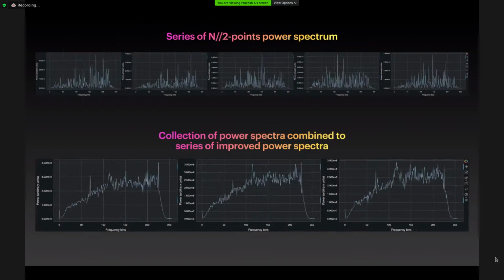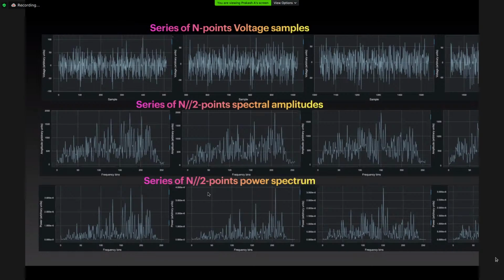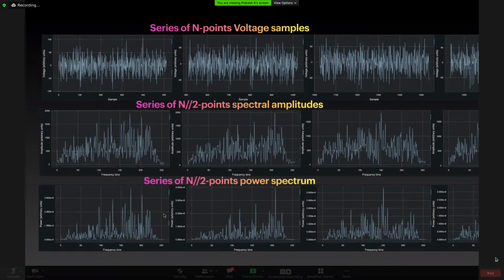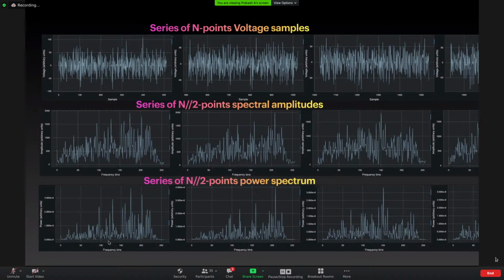Okay. Now, what you have at this point is, for each of these time bins, the size of which is about 15 microseconds, or the number of FFT points you use times the time resolution. In each of these bins, you have a power spectrum. So you'll have a series of these power spectra, right?